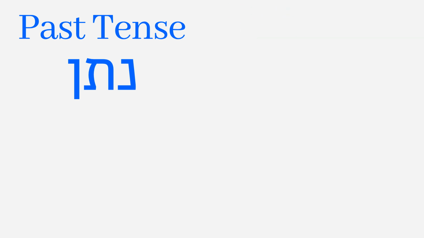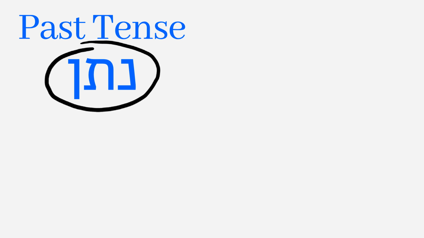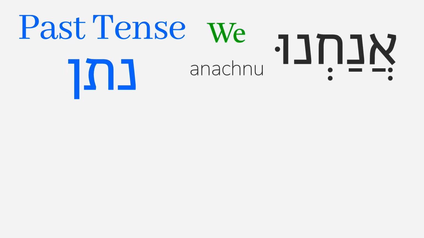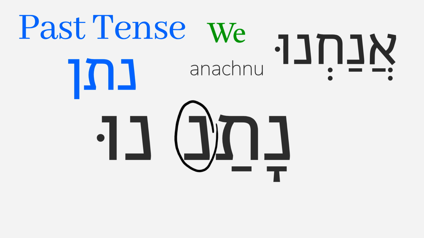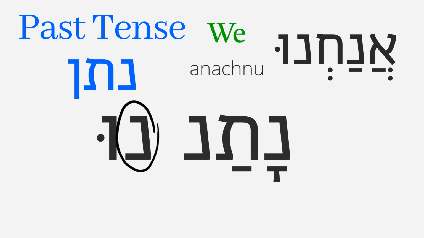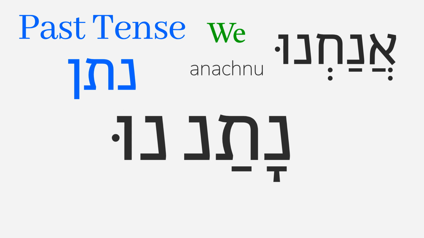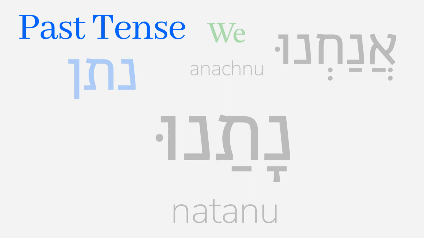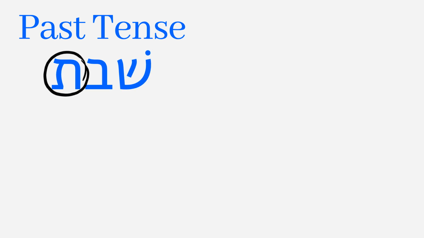Most of these irregularities only happen with this root nun tav nun, but other roots whose third letter is a nun have an irregular anachnu form of the past tense. This is because the nun at the end of the hu form and the nun at the beginning of the nu ending merge together to make just one nun. Natanu, we gave. If the third letter of a root is a tav, that tav will merge with the tav of some of the endings of the past tense.